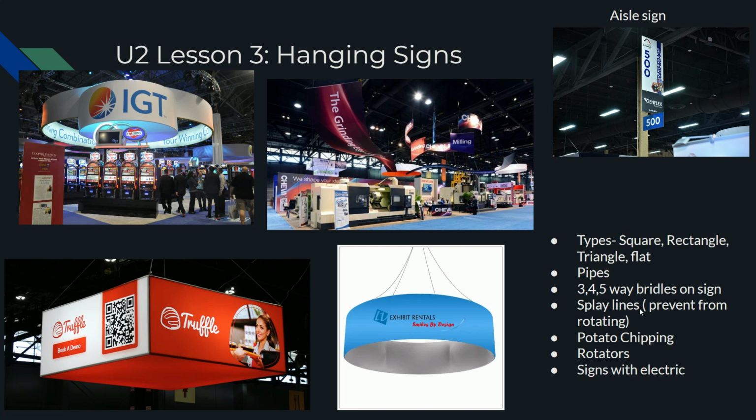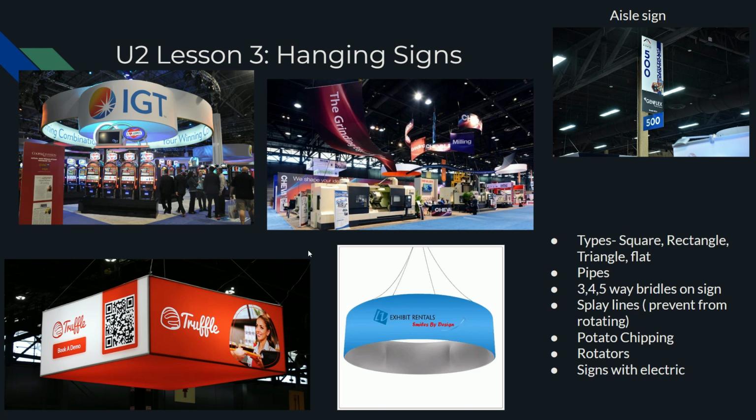Splay lines is something that we go over a good amount when we're hanging signs. It's basically these 2 lines right here, whether it be tie line or any type of rope, just to keep it from spinning. Because if you just hang a sign from a single point, naturally it might go with the memory of the steel and start rotating a certain way, and you don't want signs just rotating out in the air.